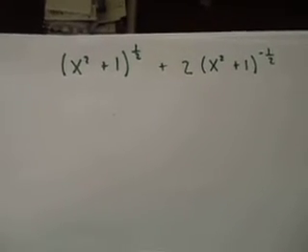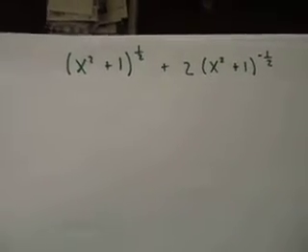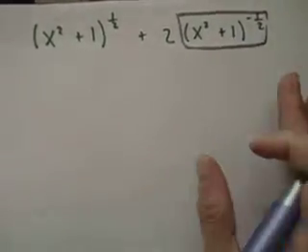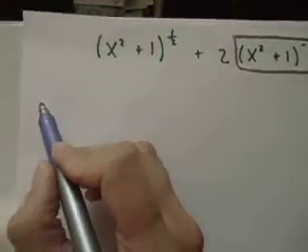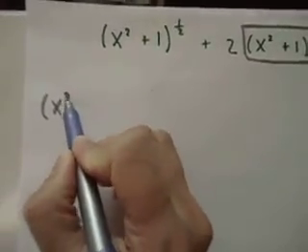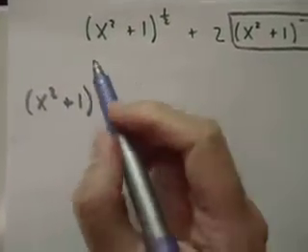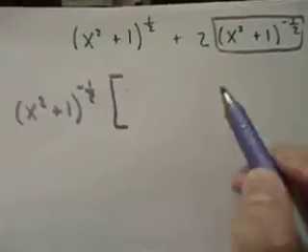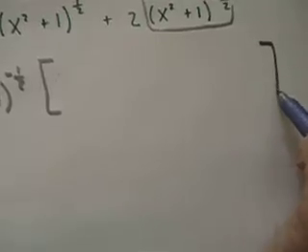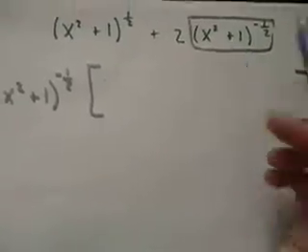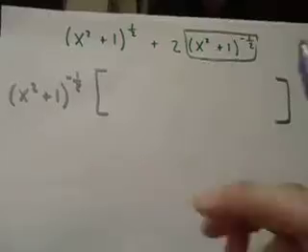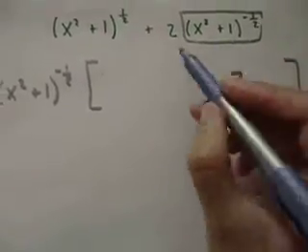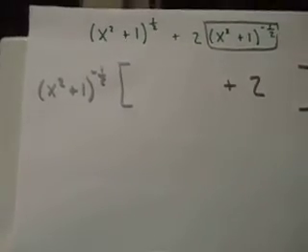So this is what we're going to do. We are going to factor out this whole thing right there. Then we're going to write down x² plus 1, close parentheses, raised to the -1/2, and we have to ask ourselves, what's left in the brackets? Since this whole thing was taken out, we still have that number 2 right there, so I'm going to bring down that number 2 and that plus sign right in front of it.